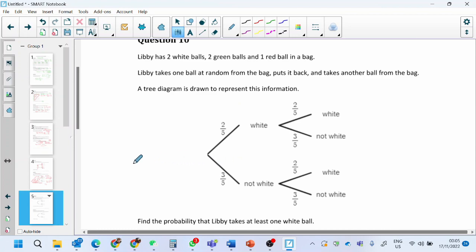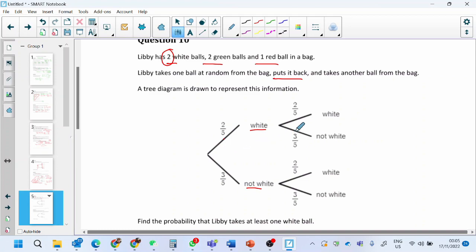Libby has two white balls, two green balls, and one red ball in a bag. She takes one ball at random from the bag, puts it back and takes another ball. A tree diagram is shown to represent the information. So the white and not white is given here. The probability of white is 2 balls out of a total of 2 plus 2 plus 1, which is 5. So the probability of white is 2 out of 5.